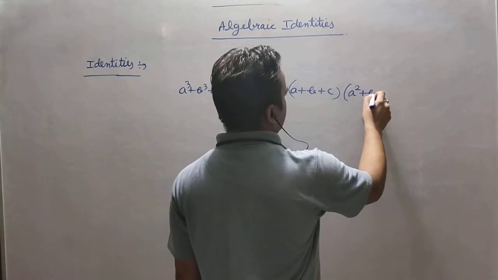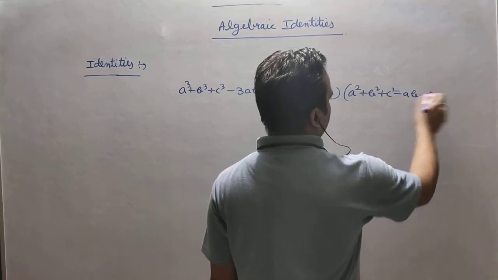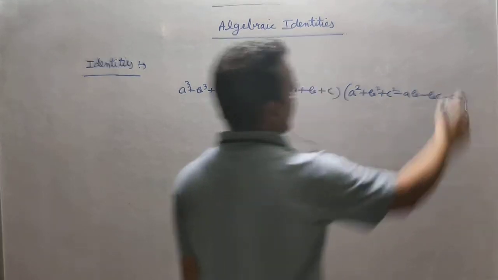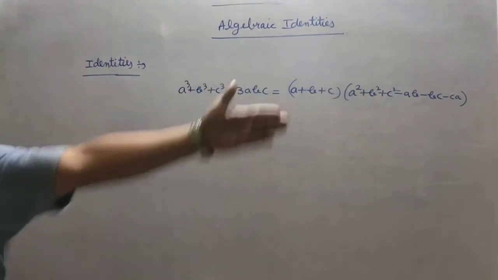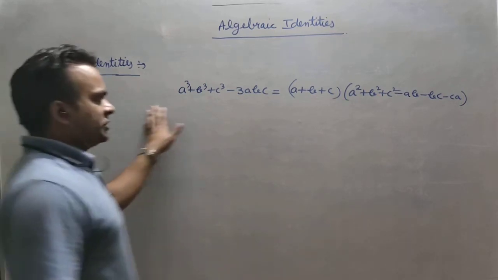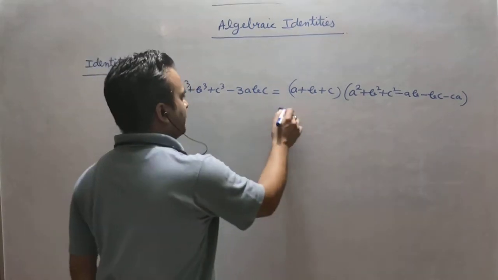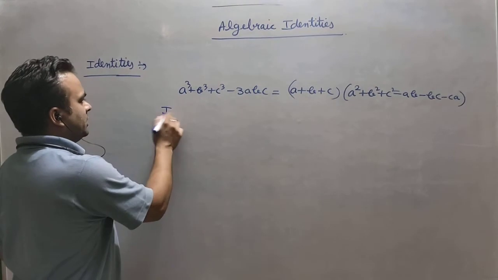So a square plus b square plus c square, then we will do minus ab, minus bc and minus ca. So this type of form can be expanded in that form. Now the question is, what is the use of such things? Actually we don't generally use such expansion. We use one result out of this identity. What is that result? We are making a case.